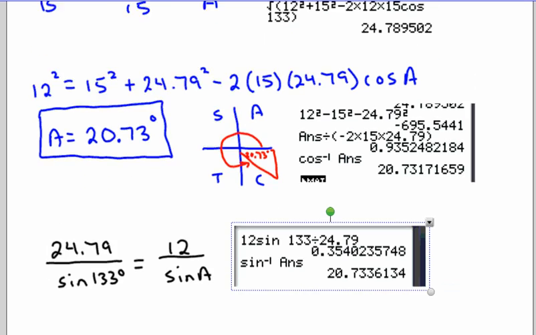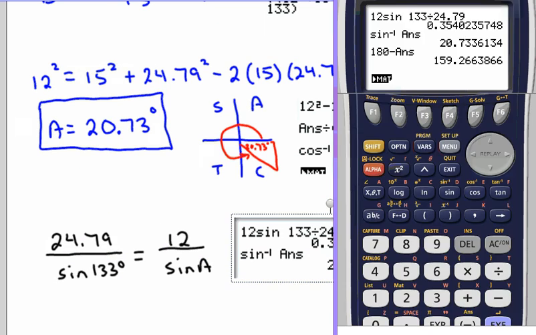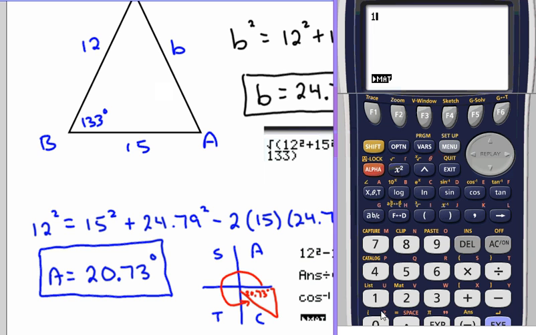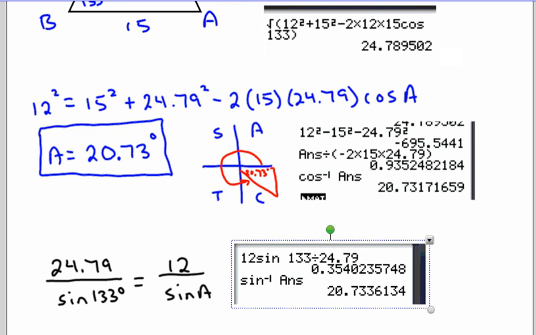Okay, now if we've got our two angles, angle B they told us was 133. We just figured A is 20.73. So if I do 180 minus 20.73, actually I just had that up there, I should have left it. Then I subtract 133 from that. There's my angle C, 26.27. So angle C is 26.27 degrees.